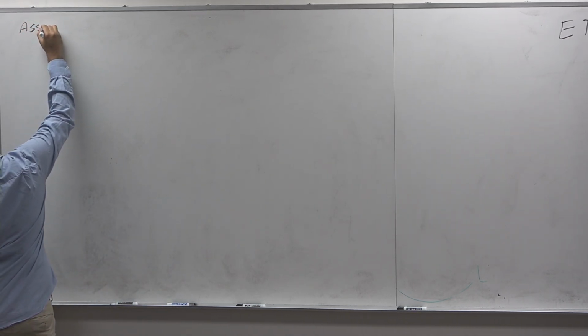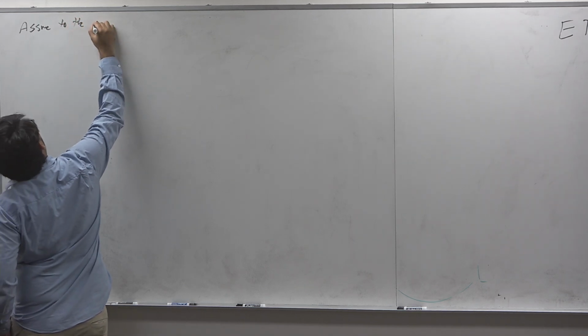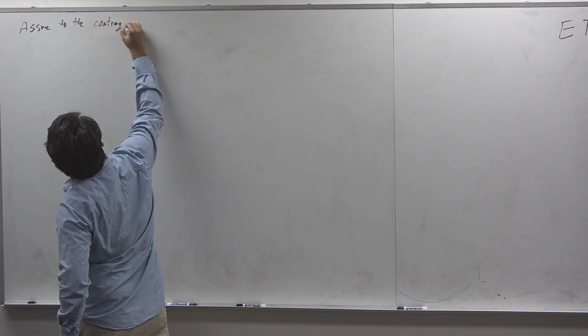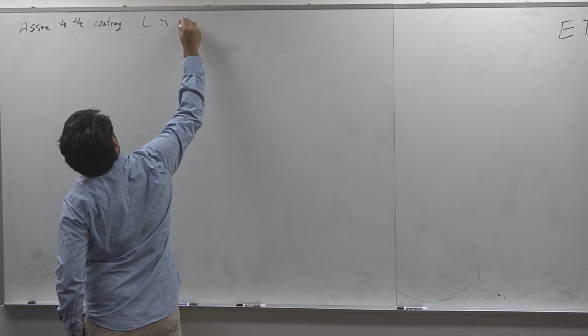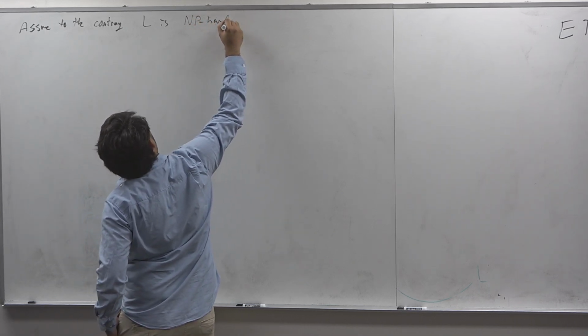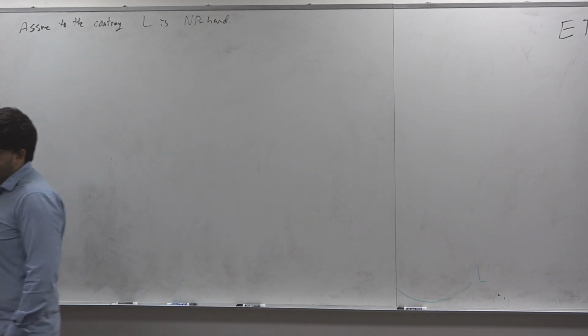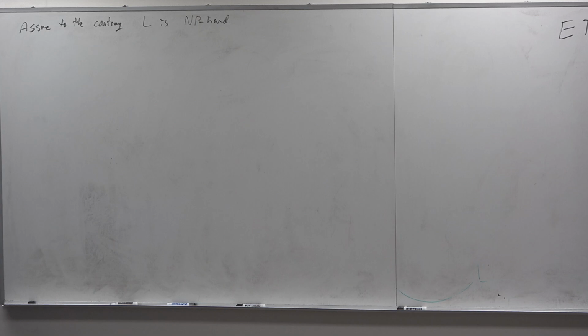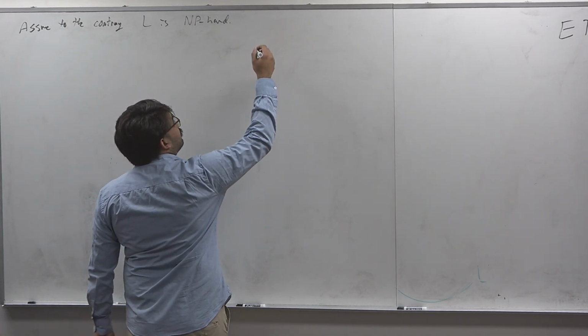Assume, to the contrary, L is NP hard. If L is NP hard, what do we know about it? It's reducible to other NP hard problems. Correct. Actually, from a specific NP problem, which is what? 3SAT. Yeah. Actually, let's just do SAT, because I'm lazy.